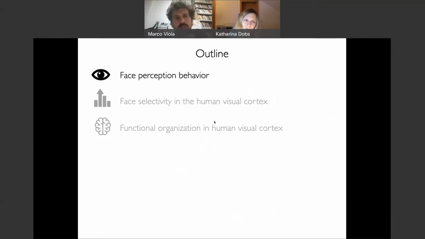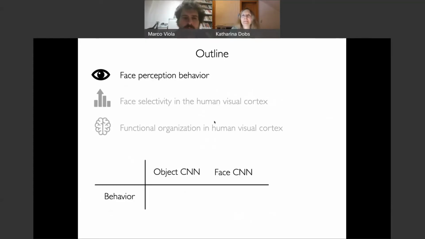So when we asked what sort of experience is required in order to match human behavior, and can these models do it at all without any face-specific bias, we find that yes, indeed, the face-trained CNNs do match human behavior in several aspects, while the object-trained CNNs do not.